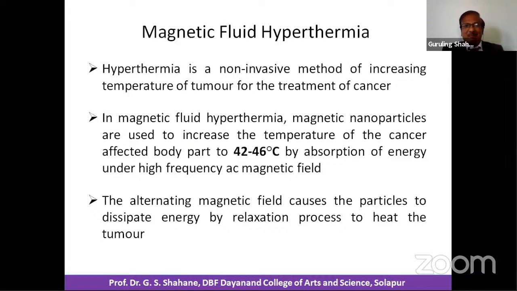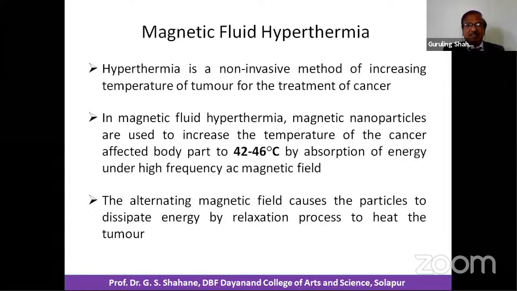Let us have more details about this magnetic fluid hyperthermia. What is hyperthermia? Hyperthermia is a non-invasive method of increasing the temperature of a tumor. We know that cancer is a very dangerous disease, and there are a number of cancer patients. There are different methods of cancer treatment. Chemotherapy, radiation therapy is there.